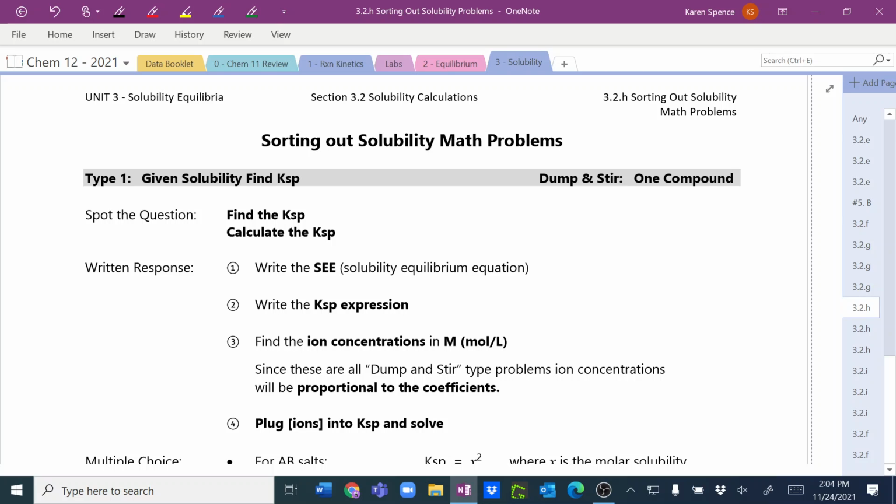So we have 5 major types of solubility type problems. And then there's one little baby type at the end that is trivial and really you don't need to worry about it too much.